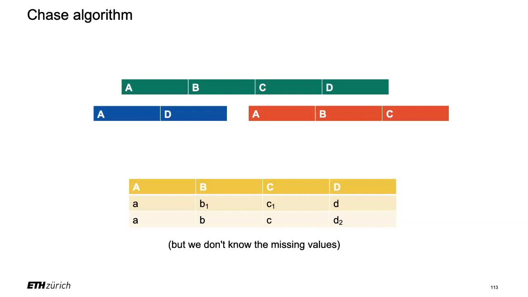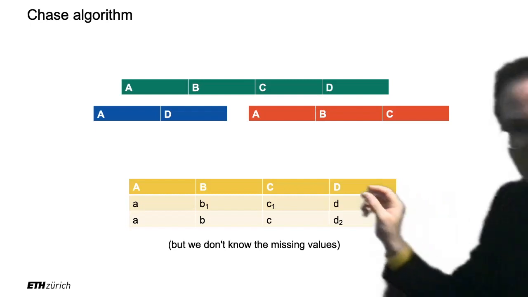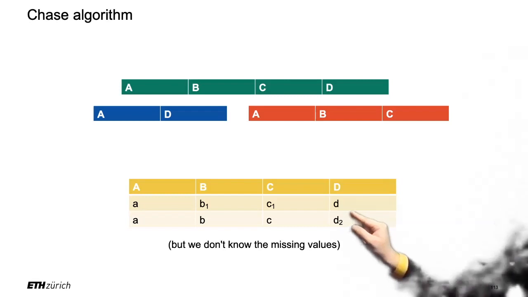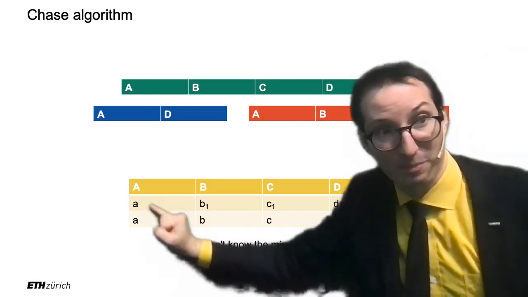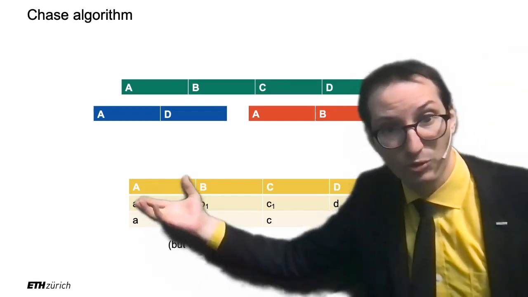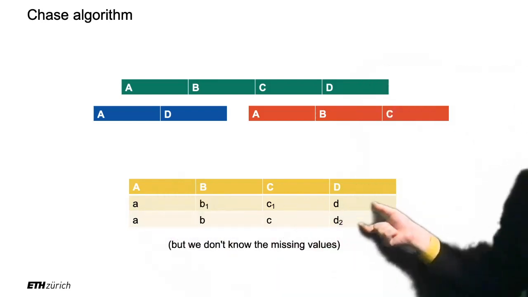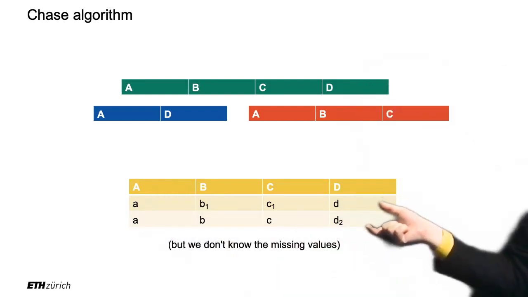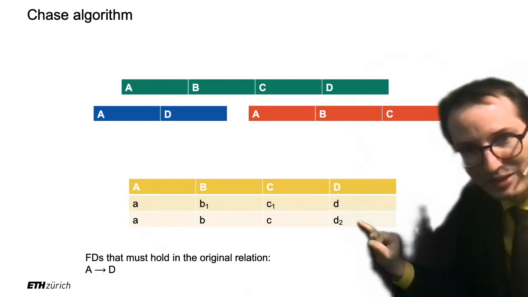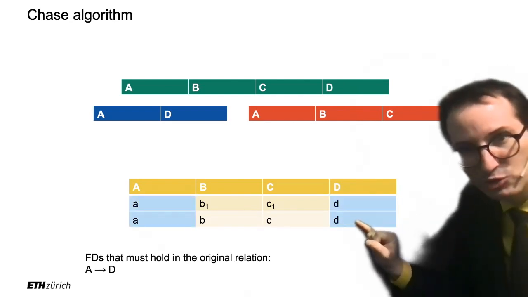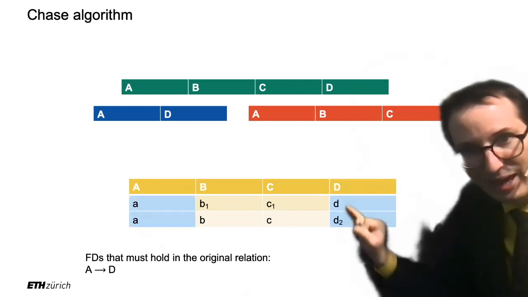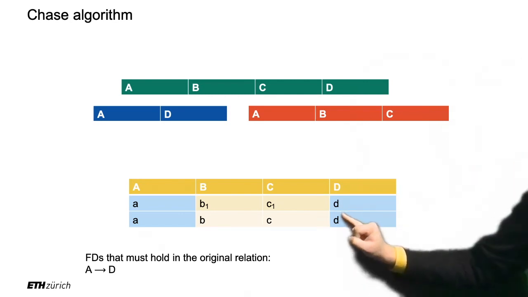So you just said that because A functionally determines D, then D must be equal to D2, right? These two values must be the same. How do I know? Because these two are the same. It's A and A. And since I know that A gives me D, then it must be that these are the same. This is what a functional dependency is. So what can I do? I can just drop the two here, right? I know that these are the same, so I know that I have D here.